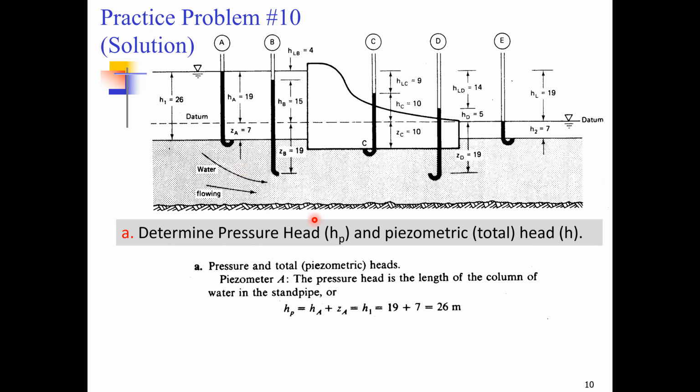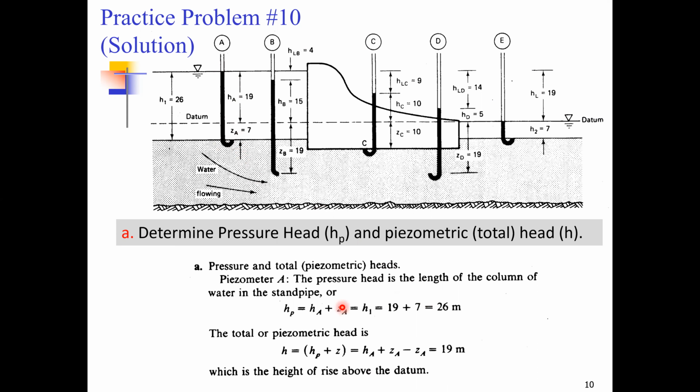Now, in order to determine the pressure head at point A, it's quite simple. The pressure head at point A represents the height of water in the piezometer because of the pressure exerted at point A. So because of the pressure exerted at point A, water has risen up to 19 plus 7 meters. So the pressure head at point A would be equal to 26 meters. I repeat, the pressure head at point A is the height of water in the piezometer because of the pressure exerted at point A. Since our total height of water is 19 plus 7 meters, this would be our pressure head.